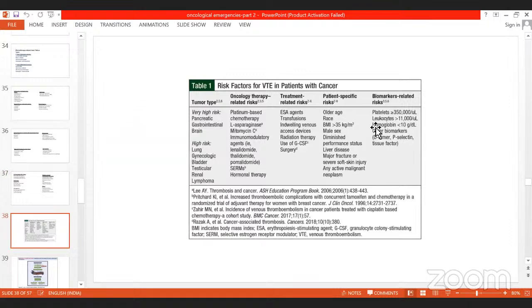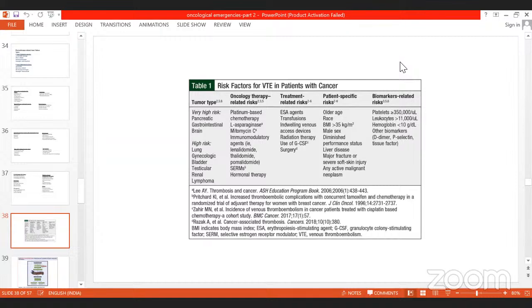Coming to the other vascular complications, that is VTE. The risk factors for VTE in patients with cancer start with the type of tumor. Very high risk is seen with pancreatic, gastrointestinal, and brain tumors. Pancreatic and gastrointestinal are the most important things to remember in VTE. Most pancreatic cancers generally present with VTE at presentation itself. High risk are lung, gynecological, bladder, testicular, renal cancers, and lymphomas. Lymphomas are very important tumors, where VTE may occur anywhere, so lymphoma is one thing we have to keep a watch on.